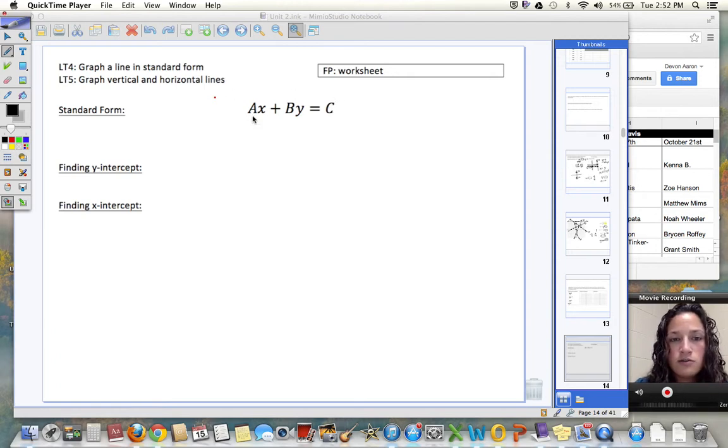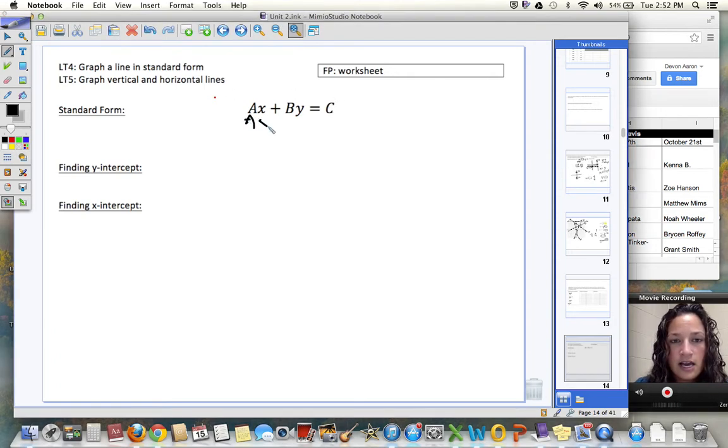Now, sometimes you'll see it maybe as ax minus by, maybe you'll see it as a negative ax plus by, or a negative ax minus by. C can be positive or negative. Our a's, our b's, and our c's, they can be fractions, so it can be anything. But as long as our variables, our x and our y, are separated by either a plus or a minus.